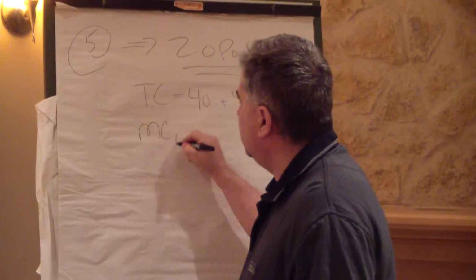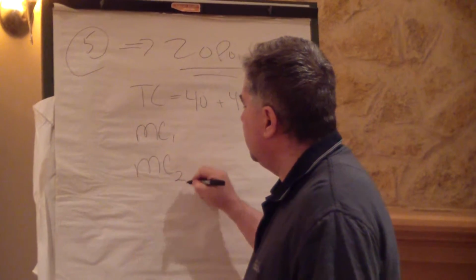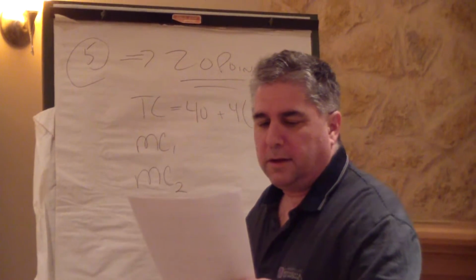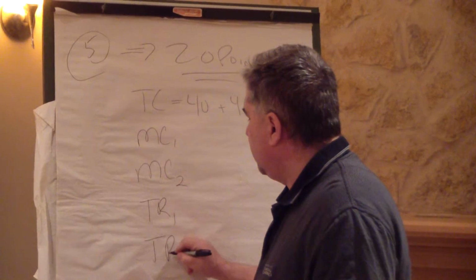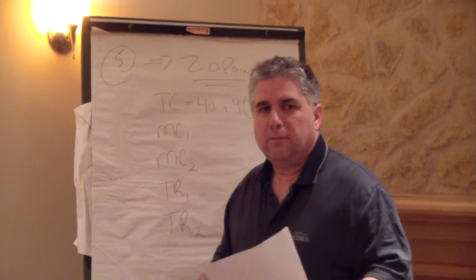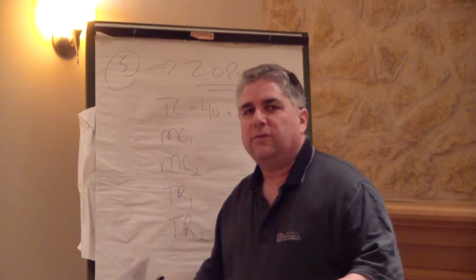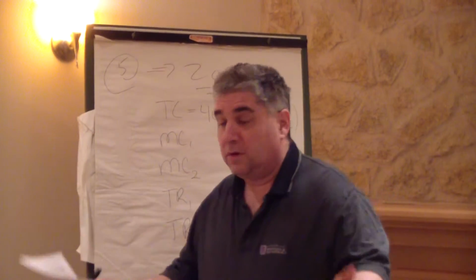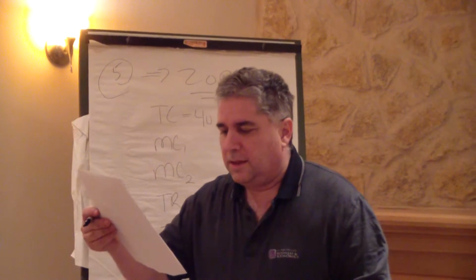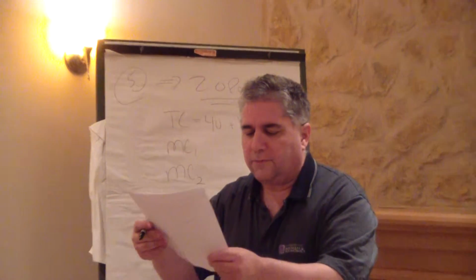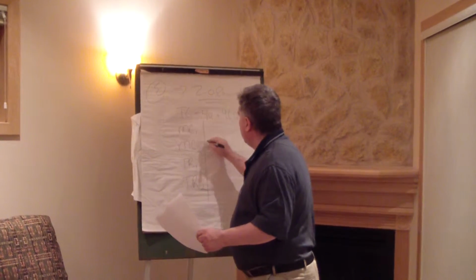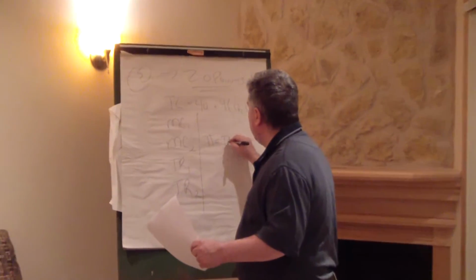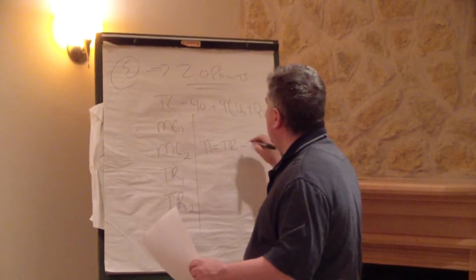What's my marginal cost of 1? What's my marginal cost of 2? What's the total revenue for 1? What's the total revenue for 2? And you're going to come up with 2 different prices, obviously 2 different quantities. Then you want to figure out your total profit function, where profit is total revenue minus total cost.